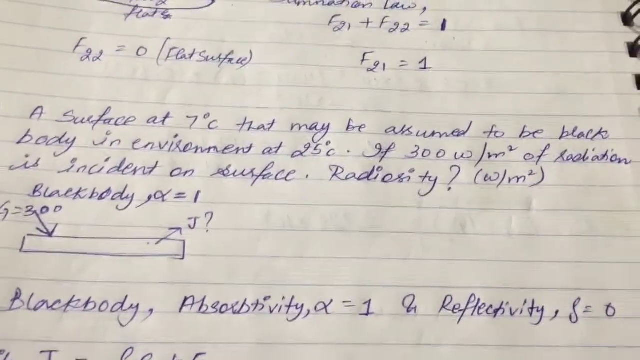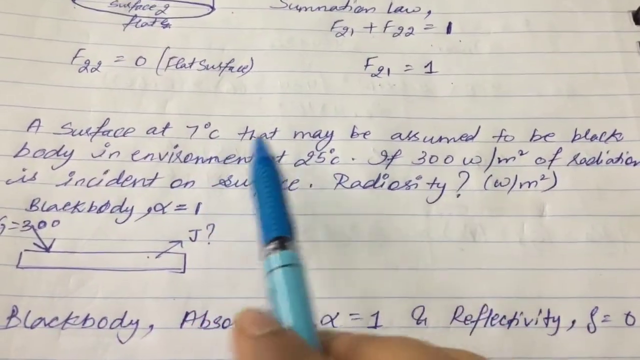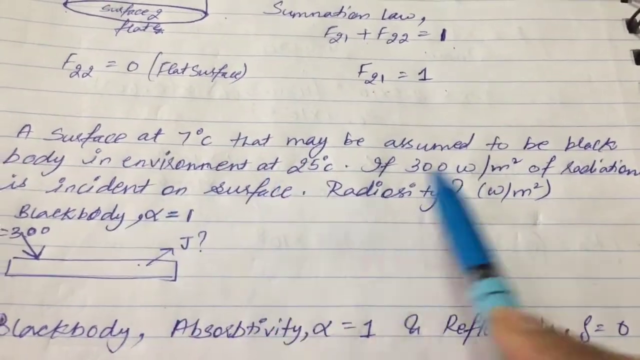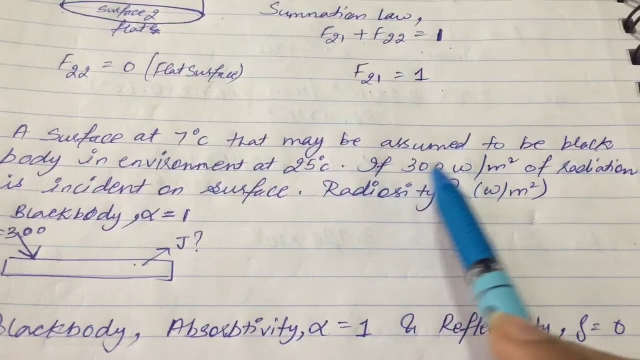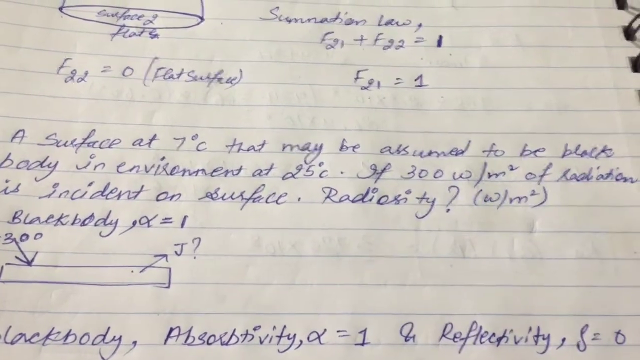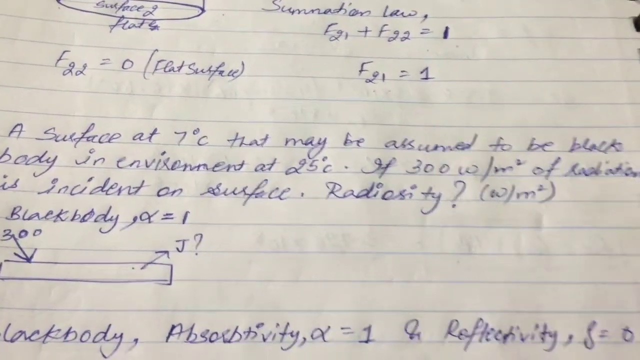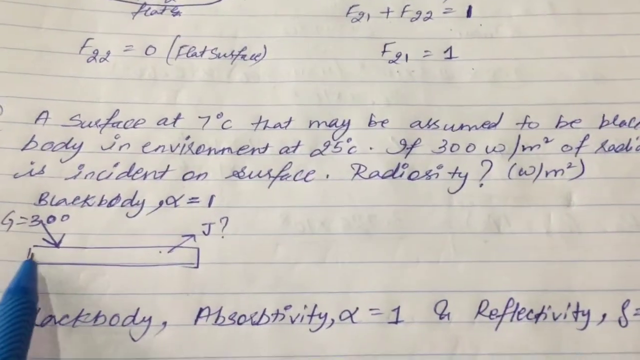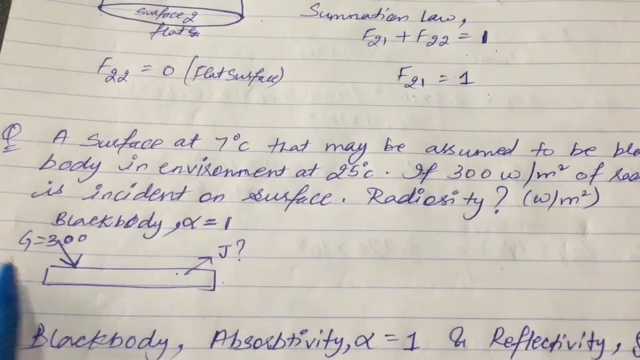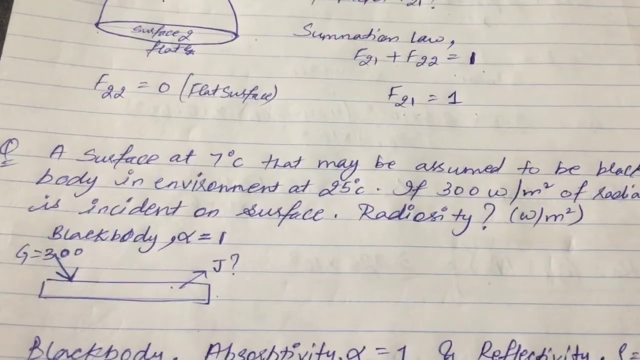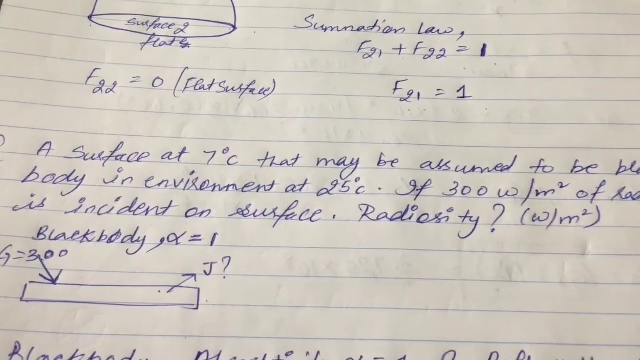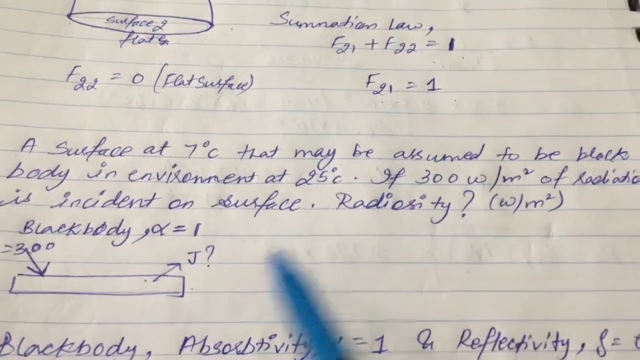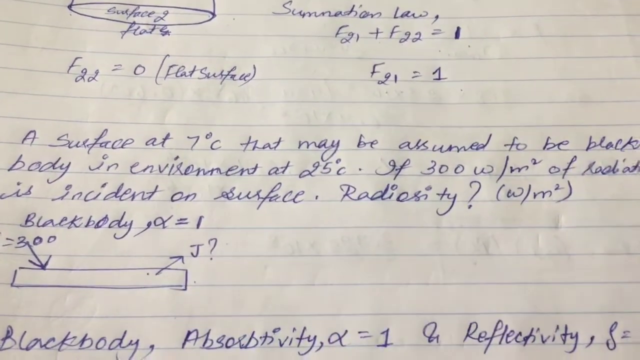Next question is, a surface is at 7 degrees Celsius that may be assumed to be a black body in an environment at 25 degrees Celsius. If 300 watt per meter square of radiation is incident on the surface, we have to find the radiosity in watt per meter square. So we have a black body, and our G, which is incident on the surface, is 300, and we have to find J, which is radiosity.